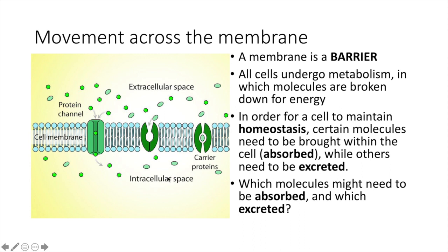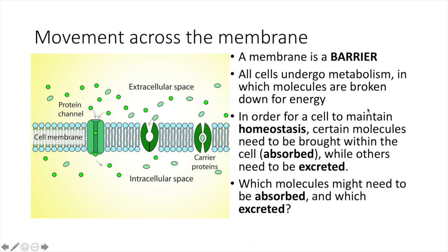Also, a cell needs to pump things out of it. Maybe there's too much urea, which is a waste product, or too much of a certain ion, like sodium. Now it has to pump that out. This is something that cells need to do in order to maintain homeostasis. Urea is formed from the breakdown of proteins. It's a waste product. It's not something your body wants to keep inside of it. So your urea has to be shipped out of the cell into your bloodstream and then passed out as urine. What we need to know is the membrane is a barrier.